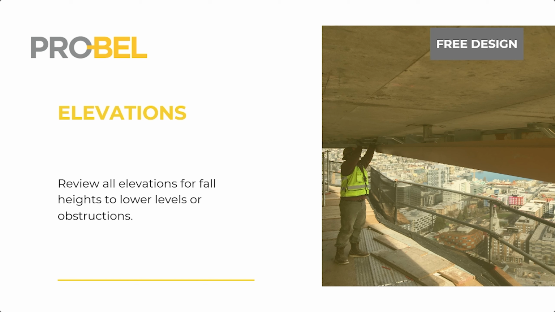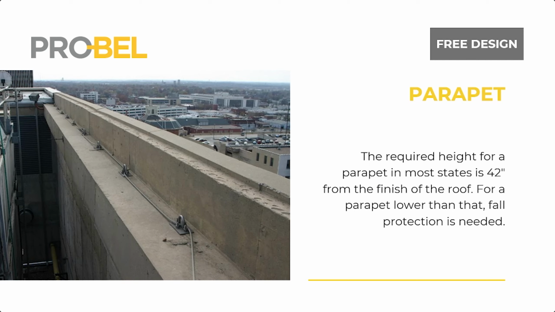So, calculate the drop distance on all elevations to make sure that the faces require fall protection. So, the required height for a parapet, which is going to eliminate the need for roof anchors, is 42 inches from the finish of the roof. And, again, this is going to vary in some regions, but that's the standard requirement for most states. So when a parapet is under 42 inches and rooftop work is going to be expected to occur within 6 feet of the roof edge, safety and tie-off anchors are going to be needed.